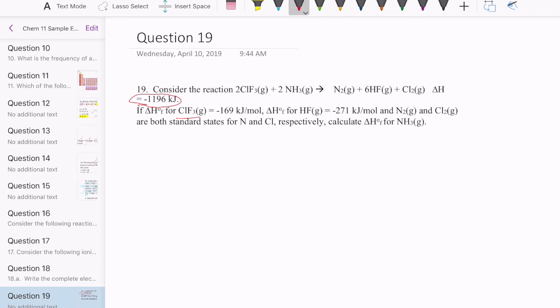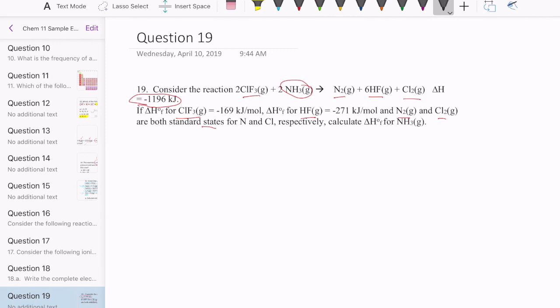So it tells you the enthalpy of formation for ClF3, which is the reactant, and HF, the product, and then it says N2 and Cl2, which are these two species right here, are both in standard states. And then it's asking what's the enthalpy of formation of NH3. This requires you to remember a formula that was derived in class.